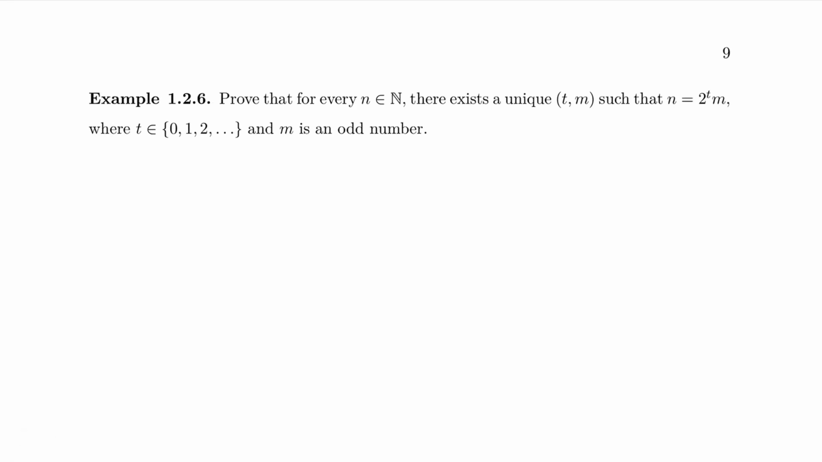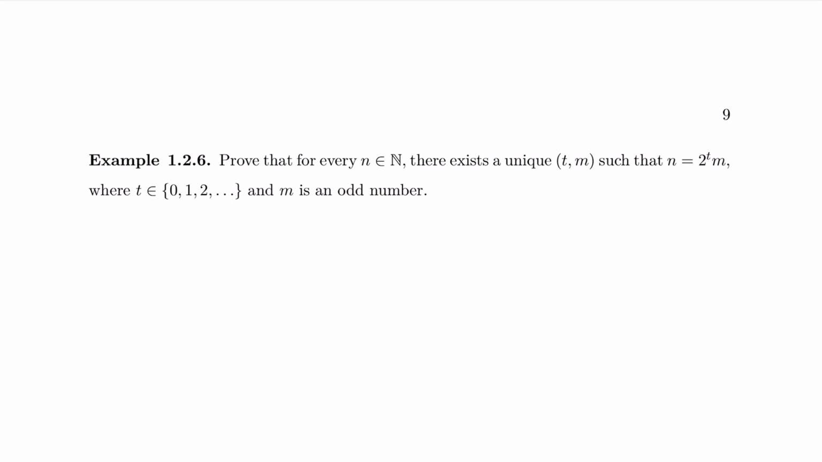Today we are going to prove that for every positive integer n, there exists a unique pair (t, m) such that n equals 2 to the t times m, where t is an integer from 0, 1, 2, 3, and so on, and m is an odd number.